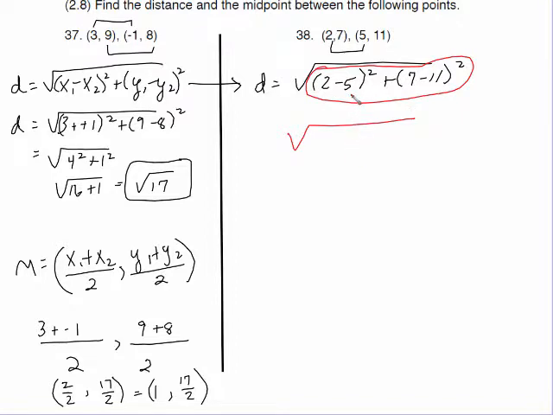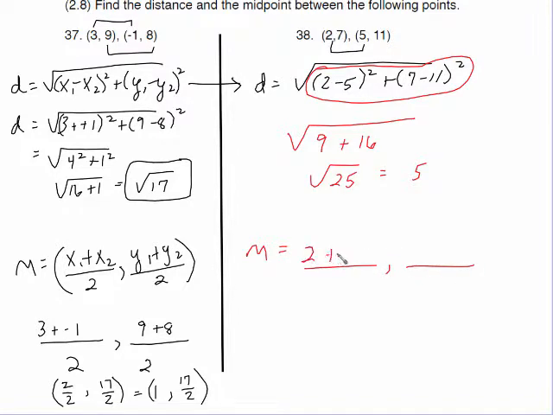2 minus 5 is negative 3. Quantity squared is positive 9. 7 minus 11 is negative 4. Squared is positive 16. 9 plus 16 is 25. The square root of 25 is 5. So it's entirely possible that your distance will come out to be in integers. And then your midpoint is just a matter of doing the average of these.